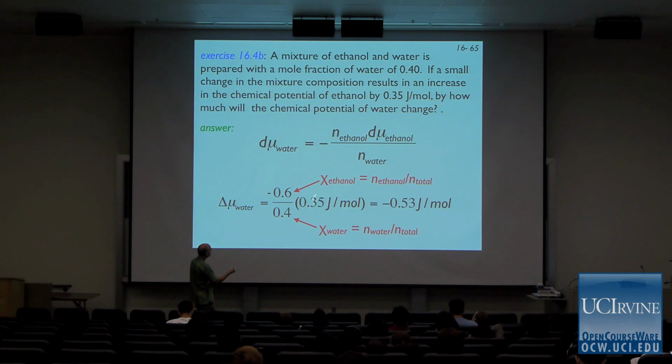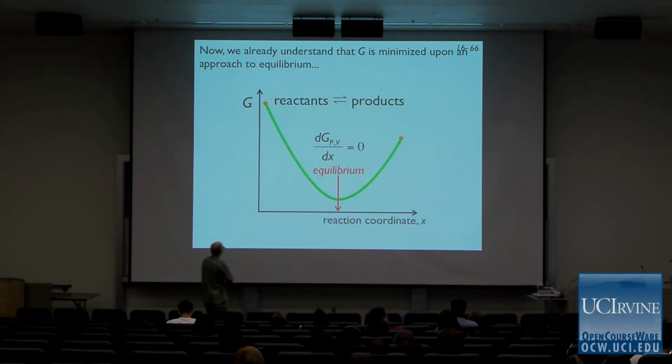That's the change in the chemical potential of the ethanol, and so I can calculate what the chemical potential of the water is going to do. It's going to go down by minus 0.53 joules per mole. That's just the Gibbs-Duhem equation. Very simple.